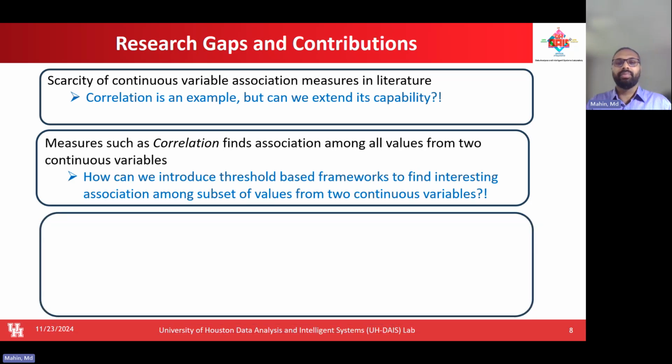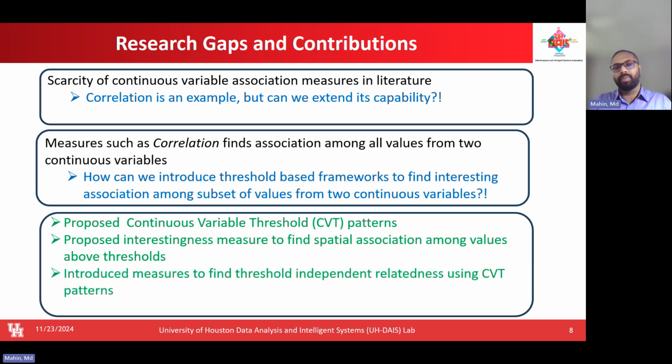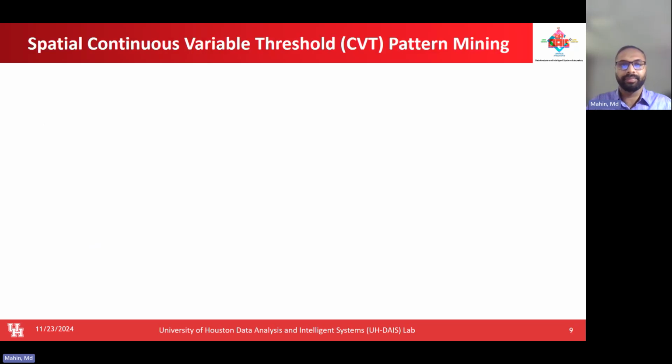And that is why we make the following contributions. We propose a completely novel pattern, continuous variable threshold patterns, because there is no such pattern available. Then we develop interestingness measures to find association within that pattern and for different thresholds. We also propose a threshold-independent interestingness measure using this proposed pattern, and perform a case study to show the effectiveness of our measure.